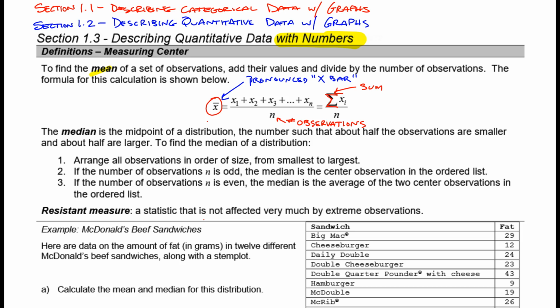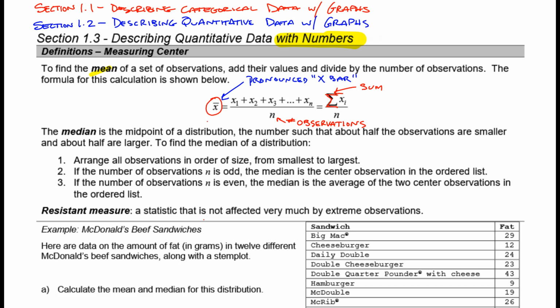All right, so the median of a distribution, that's another one that you've probably done in earlier grades. The median is the midpoint of a distribution. It's the number such that about half of the observations are smaller and about half are larger. Now, I've been using the median in some of our previous lessons. I just didn't call it that. I said, let's find the center of the distribution, and I counted to find when I had the same number of observations above and below that point.